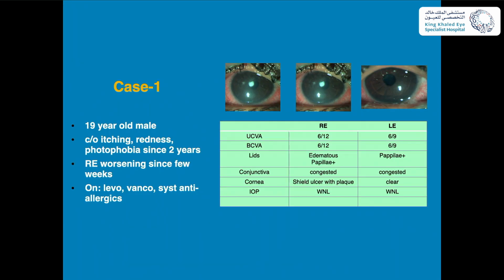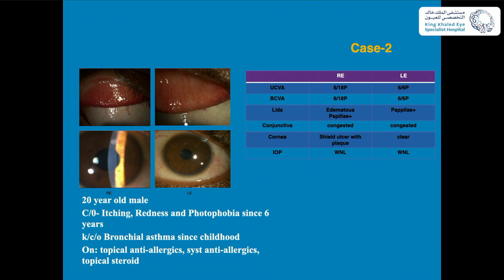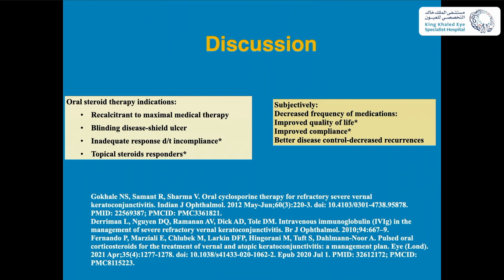This is a case example of a patient of mine who had 6/12 vision in one eye, and this is the tapering regimen, starting 40, 30, 20, 10, and then see if you can maintain on 5 milligram for the next 6 months or more, so that it's very convenient, unless there is a breakthrough attack. Similarly, another 20-year-old boy with asthma, and these are different cycles of twice, and I think the third time we put him on oral cyclosporin along with it. So systemic treatment is indicated for recalcitrant patients on maximum medical therapy, blinding disease like shield ulcer, or if it's a young child with keratoconus with VKC, I will use systemic medication.